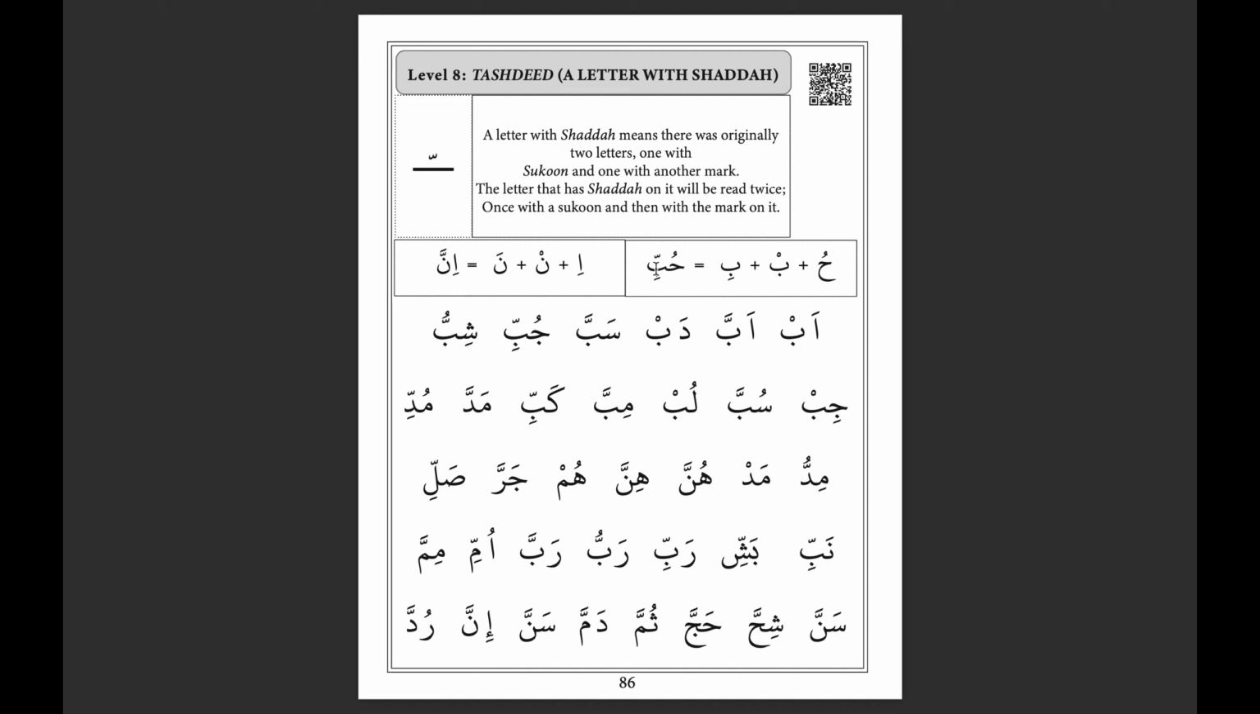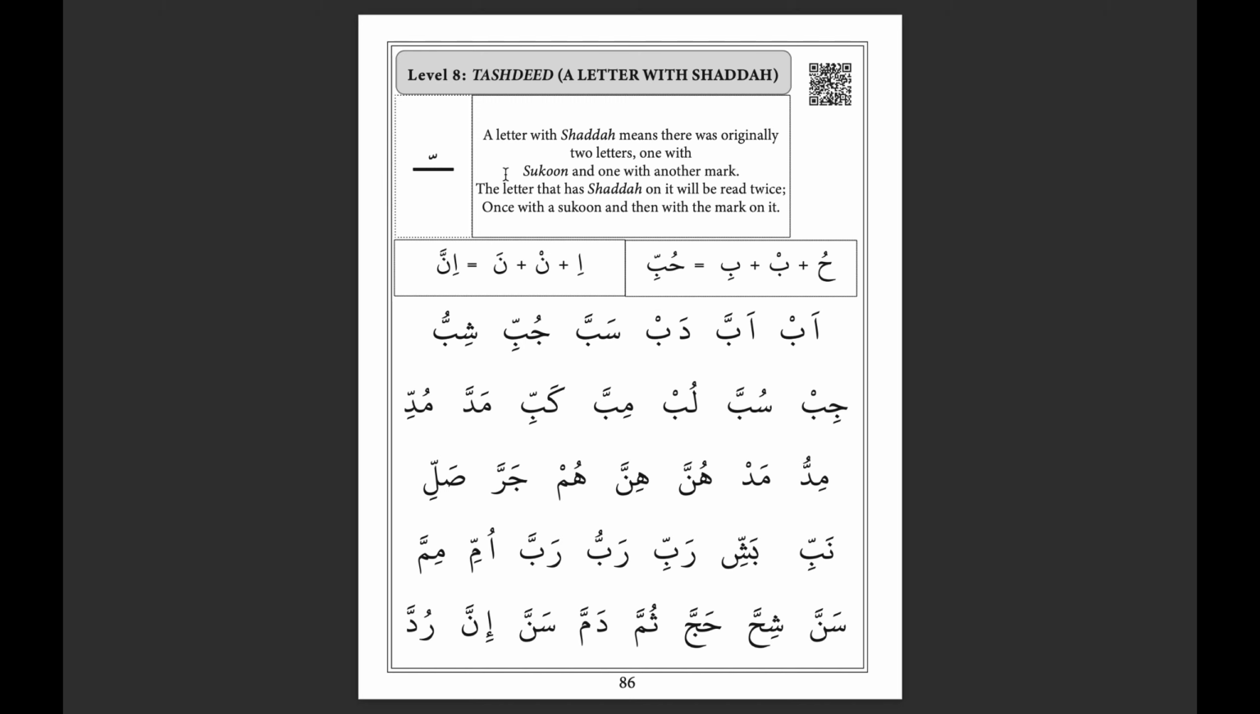We're going to say hub, but then after that, we're going to say the mark that is on it as well. So we're going to first say hub, connect it as we would with sukoon, and then we're going to read the mark on it. So what it's going to sound like at the end is hubbi. It's not two separate letters. It's going to be said as one. We're not making a break in our letter as if we're saying two bas. It's essentially one ba, but there are two markings that are going to be read.